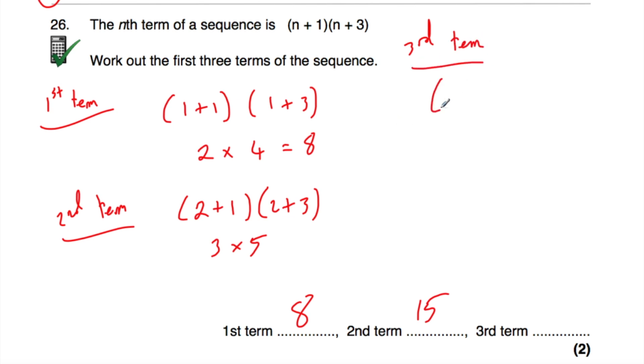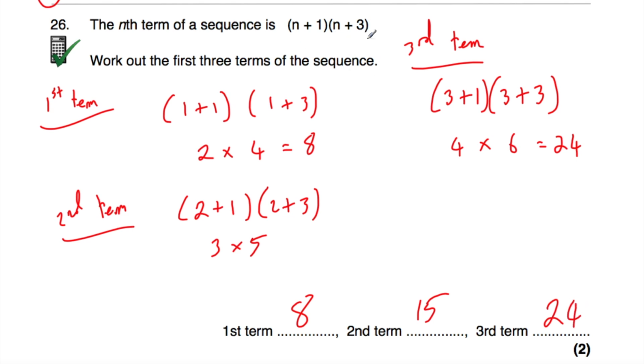So for the third term in the sequence, for our first bracket, we'd have 3 plus 1, just substitute in 3 for n. And then the second bracket would be 3 plus 3, just substitute in 3 again. 3 plus 1 is equal to 4. 3 plus 3 is equal to 6, and again we're timesing them together. And 4 times 6 is equal to 24. And that's it. So the third term in the sequence is 24.